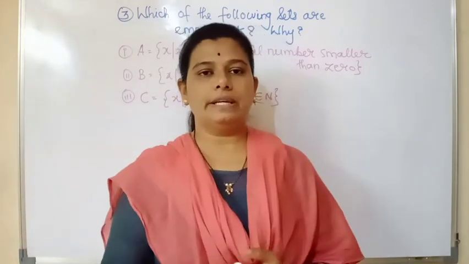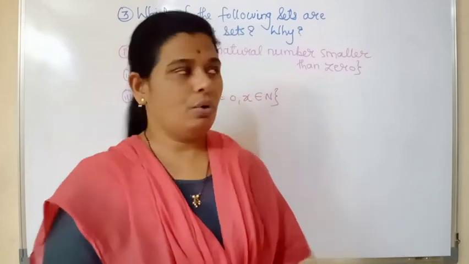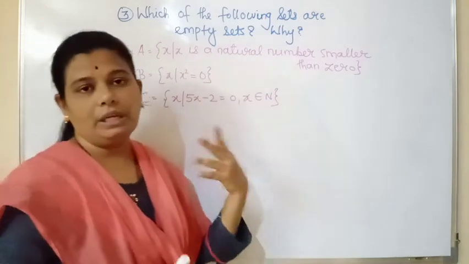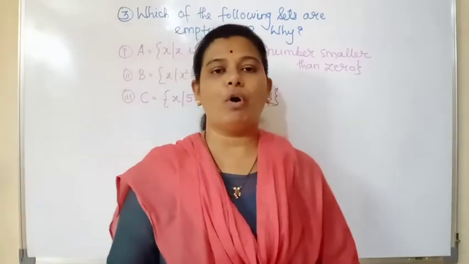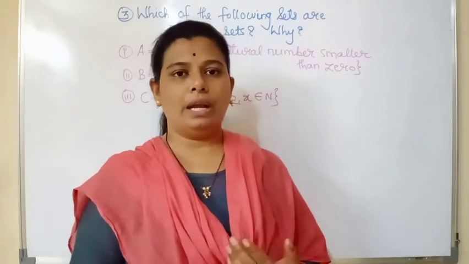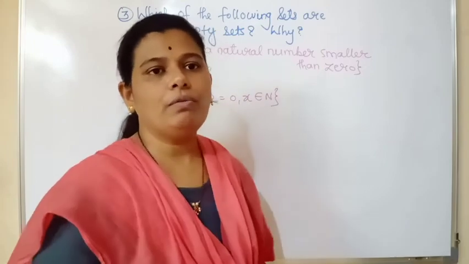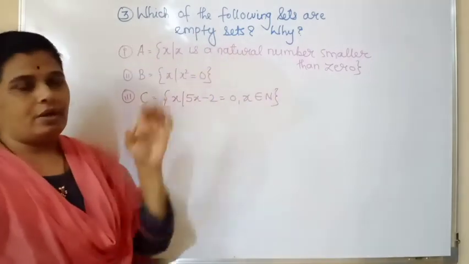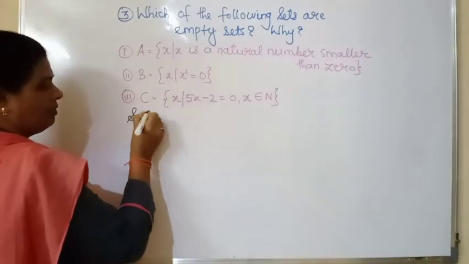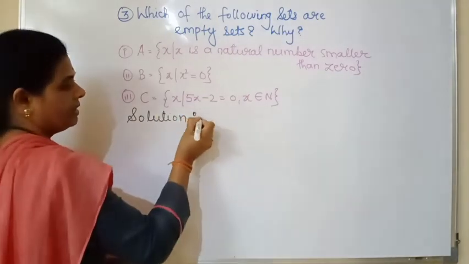From these three sets we have to tell whether they are empty sets or not. If we see the sets, you will see that they are given in equation form or statement form. So we have to form these three sets and tell whether they are empty sets or not. First of all we will go towards set A. Now what is given in set A? First of all I will write a solution, then we will form set A.